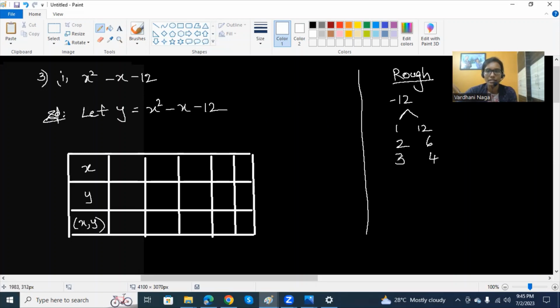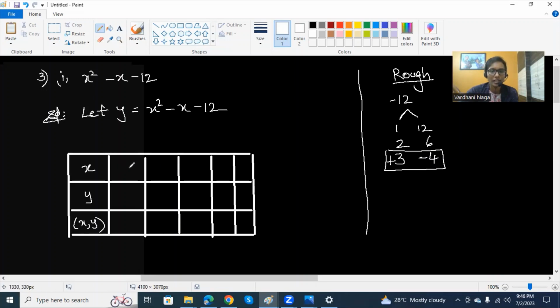So 4 minus 3 gives 1. If I keep minus 4 plus 3, you will get minus 1, isn't it? And plus into minus, 3 fours are 12. So this is our required pair. So your zeros are minus 3 and plus 4, taking opposite signs. So these are compulsory. Make sure of having them in your table.